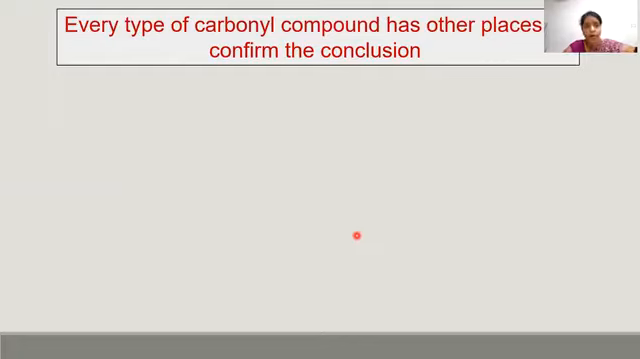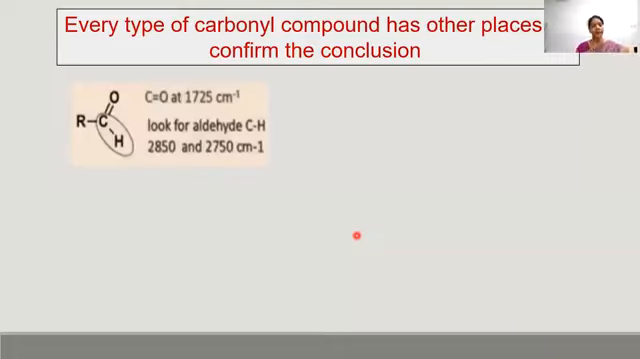The C double bond O bond is common in all the molecules, but other than this common bond, every type of carbonyl compound has other places to confirm the conclusion. What type of carbonyl compound is present? Aldehyde or ketone? Other than the carbonyl group, some other peak must be present. What will be the peak? First, in case of aldehydes. In case of aldehydes, carbonyl C double bond O absorption occurs at 1725 centimeter inverse.